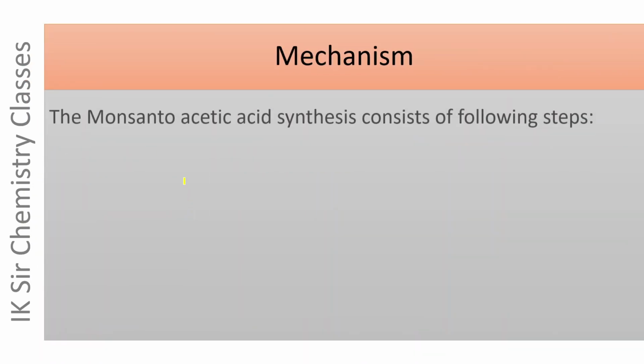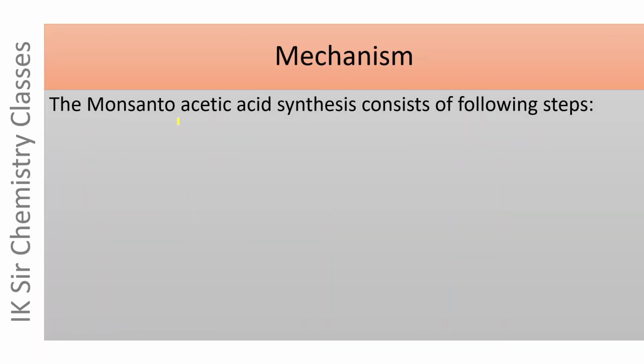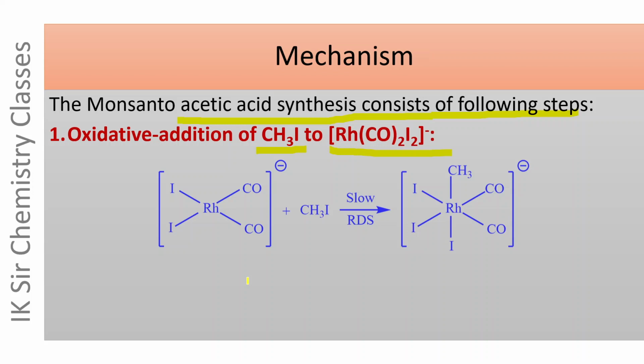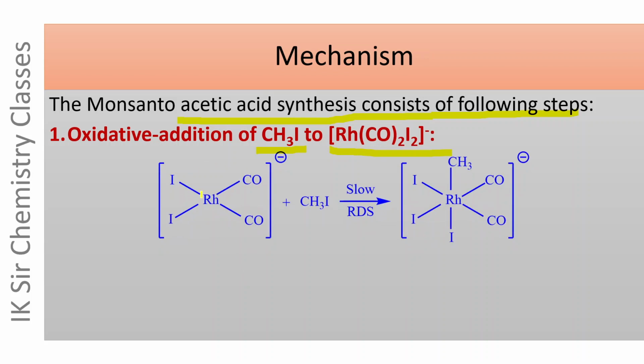Mechanism. The Monsanto acetic acid synthesis consists of the following steps. In the first step, there is oxidative addition of methyl iodide on the catalyst as follows. This is the catalyst and methyl iodide undergoes oxidative addition on it.